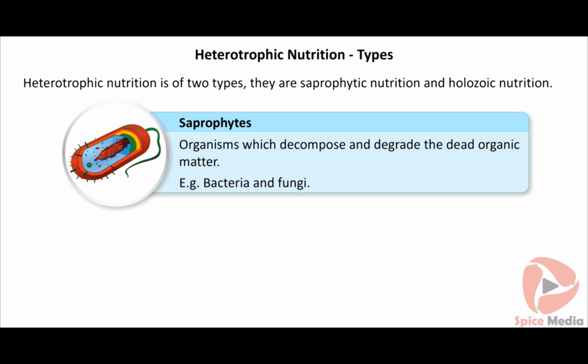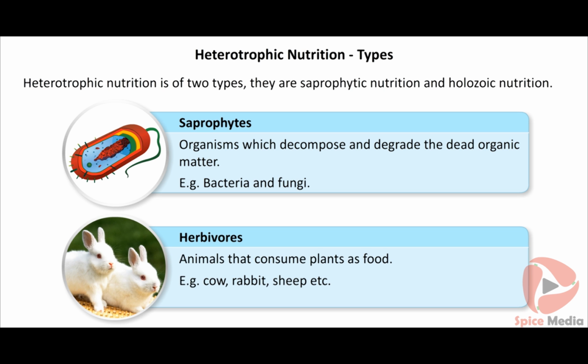In holozoic type of nutrition, animals consume other organisms. Animals showing holozoic type of nutrition are of 3 types, namely herbivores, carnivores, and omnivores. Herbivores are animals that consume plants as food. Example: cows, rabbit, sheep.